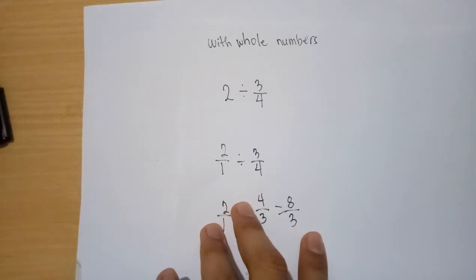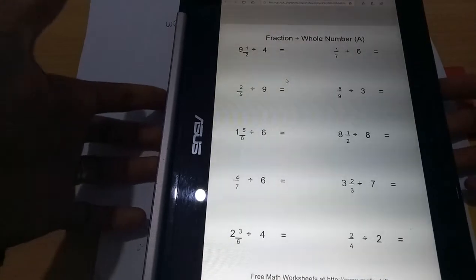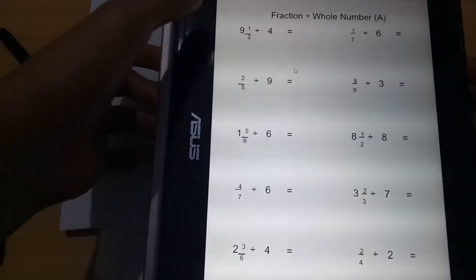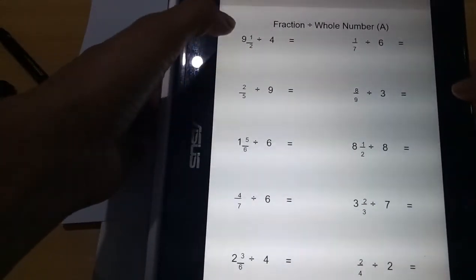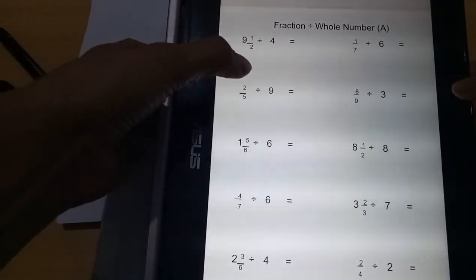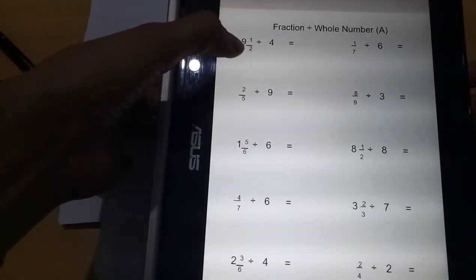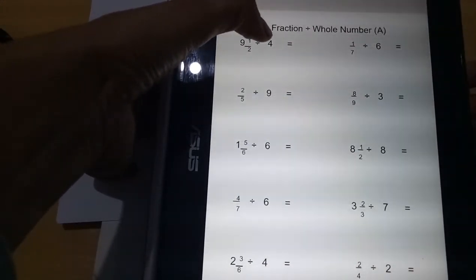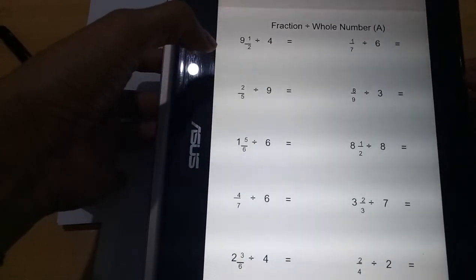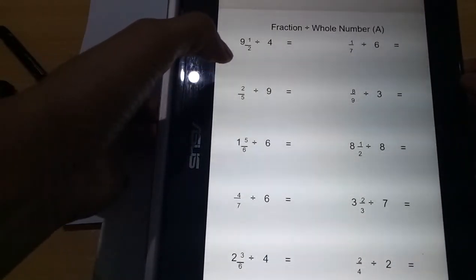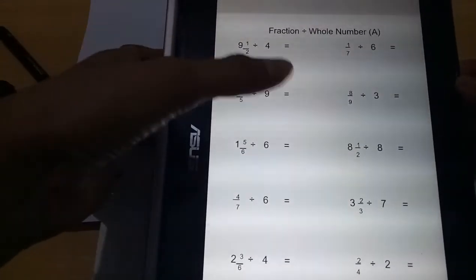Now I'm going to explain your activity, so listen properly. For your activity 1, it looks like this. You will be dividing a fraction by a whole number. For this problem, we have 9 1/2 divided by 4. So what you need to do is convert this mixed fraction to an improper fraction, and convert the whole number 4 to a fraction by adding 1 as the denominator. After that, you flip one of the fractions, change the sign to multiplication, and then you continue with the problem.